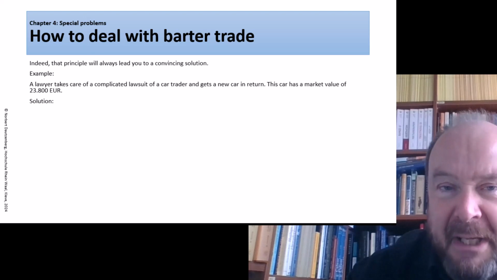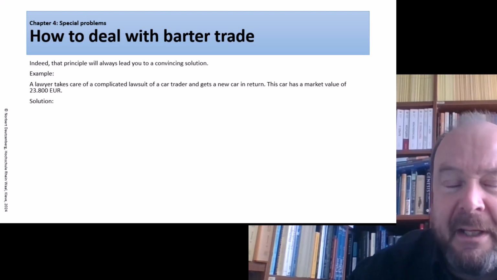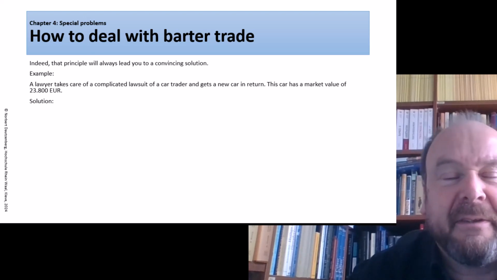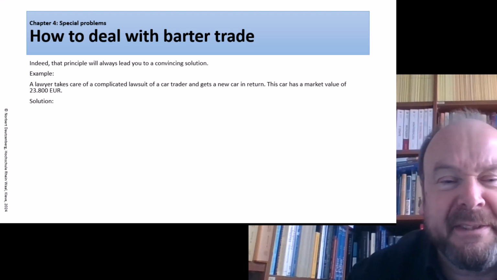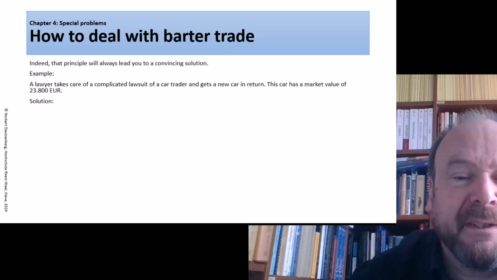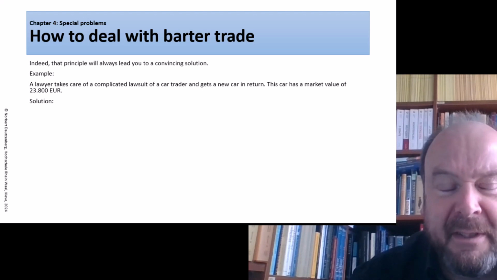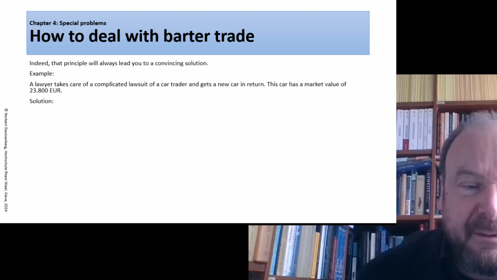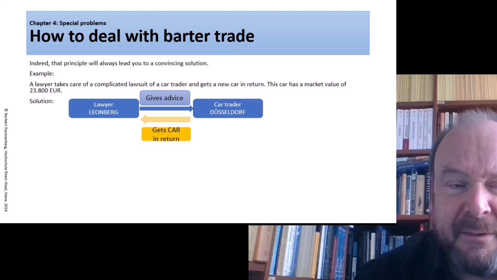However, imagine a simple barter trade transaction. You have a lawyer. He takes care of a complicated lawsuit of a car trader, and in the end, well, the car trader is not so well off, so he says, just accept a new car in return. This car has now a market value of 23,800. So we have to do as if our lawyer, let's say he's from Leonberg in Germany, gives advice to the car trader in Düsseldorf.